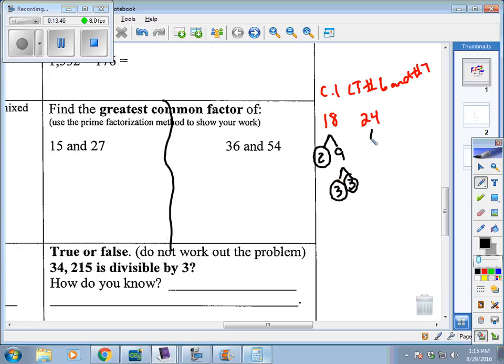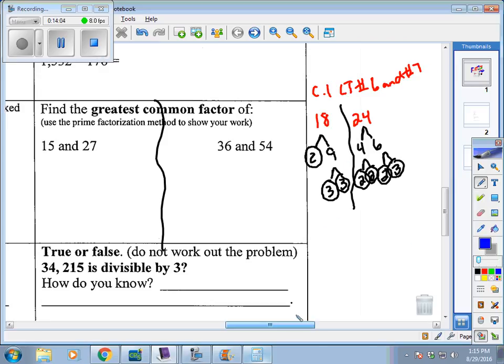Okay? For 24, I'm going to break it down to 4 and 6, and then 2, and then 2 and 3. Remember, I'm breaking it down to the prime numbers. I should have drawn a line through there to separate them. I didn't really leave myself enough space. Okay, so all I did was the prime factorizations. I did the trees.